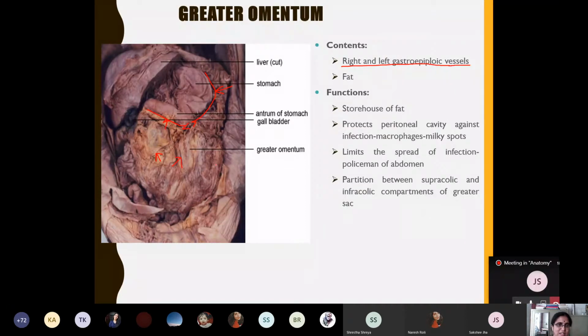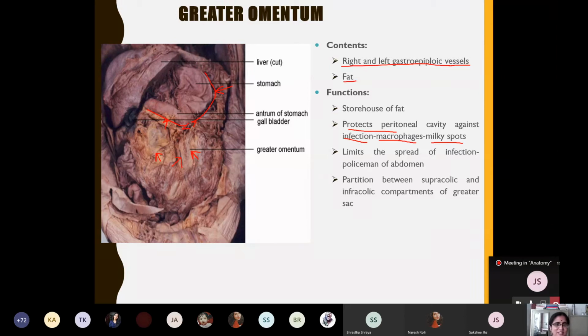In addition to it, here you can see this yellow color. What are these? They consist of an abundant amount of fat. In addition to the fat, there is also the presence of an abundant amount of macrophages. These macrophages are seen as milky spots. And what is the main function of these macrophages? It protects the peritoneal cavity against infection.